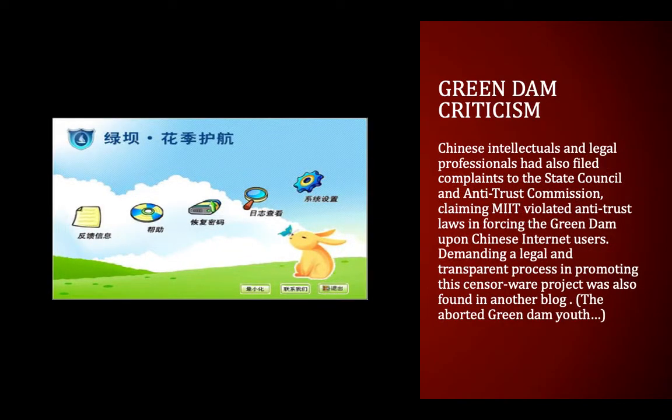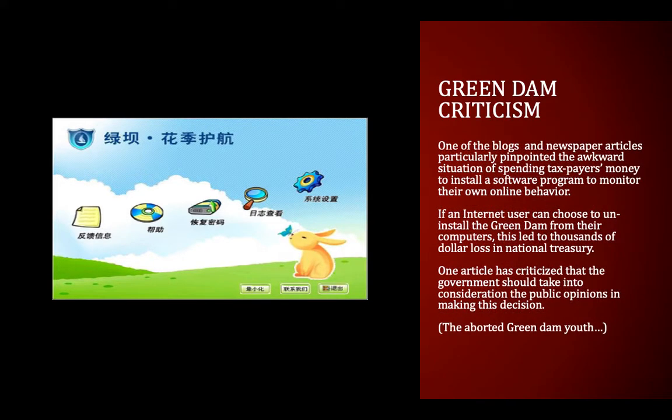Chinese intellectuals and legal professors have also filed complaints to the State Council and Antitrust Commission, claiming MIT violated antitrust laws by enforcing the Green Dam upon Chinese internet users, demanding a legal and transparent process in promoting this censorware project, and also founded another blog. So people have been pushing back about this overreaching censorship, which could happen with this new Chinese social credit system. Maybe not the camera, but at least the social credit system.